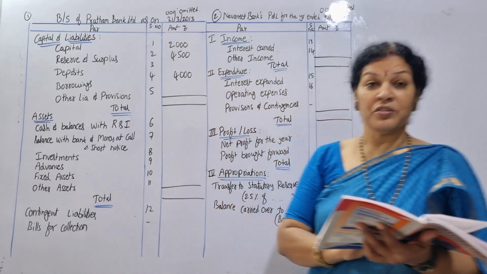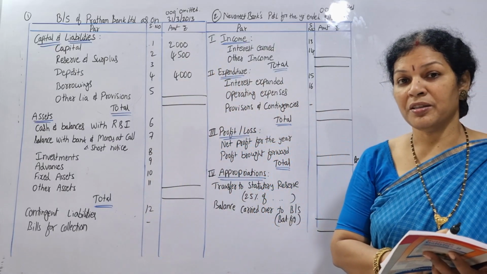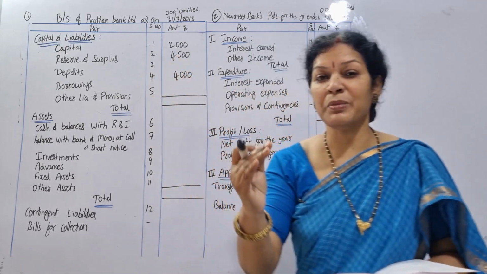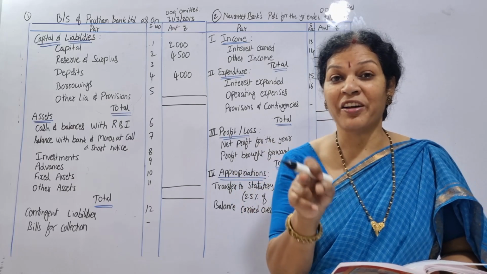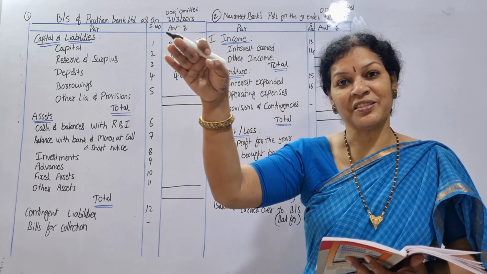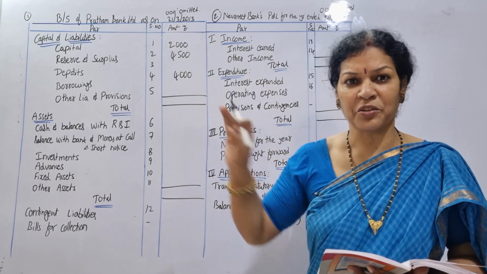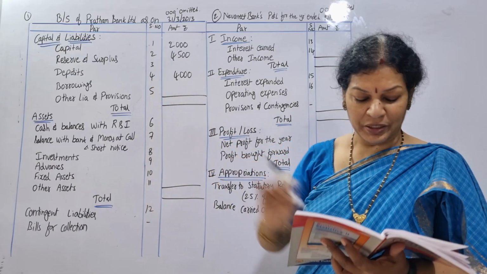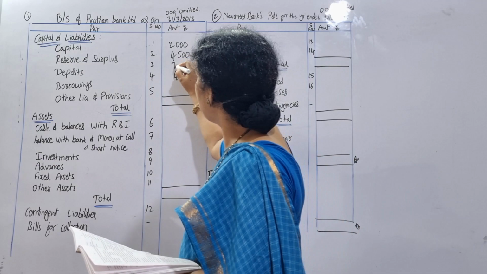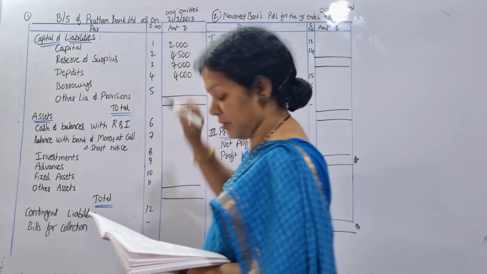Then after that, deposits is schedule number 3. Deposits means when a customer is depositing into the bank. For the bank, it's a liability. For the customer, it's an asset. But for the bank, it is a liability. That is why we are showing it in the liabilities column. Deposits is how much? 7000. Schedule number 3 is 7000.